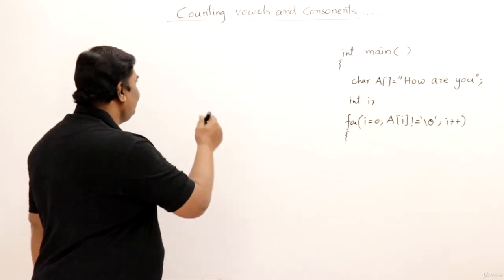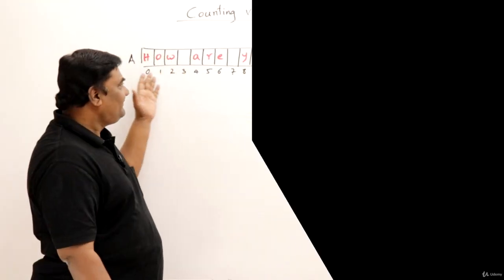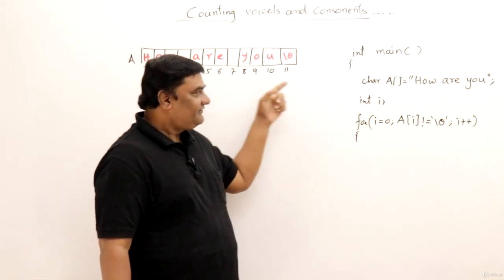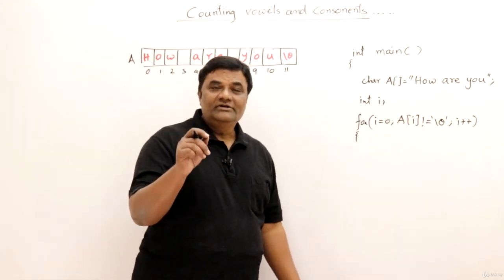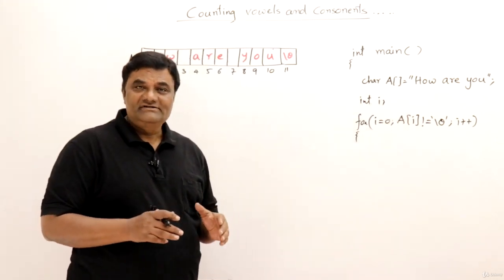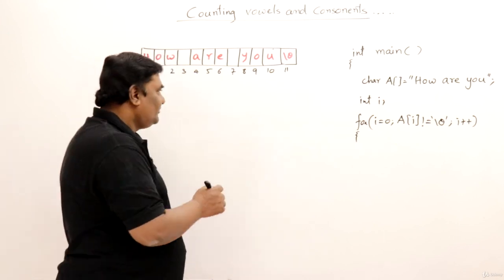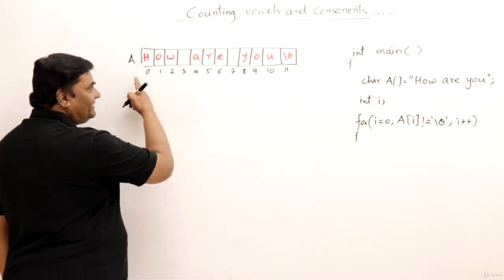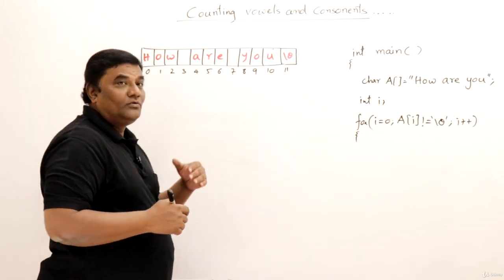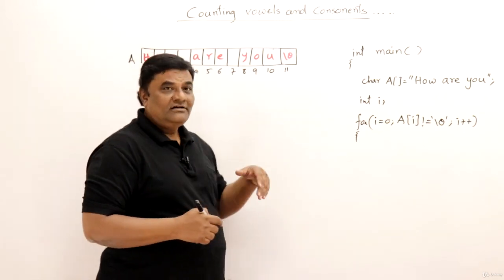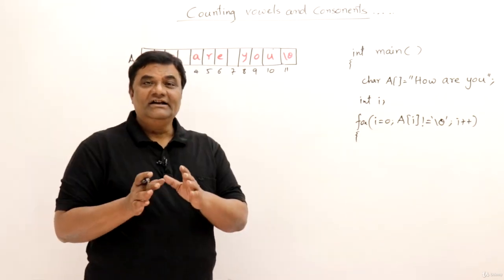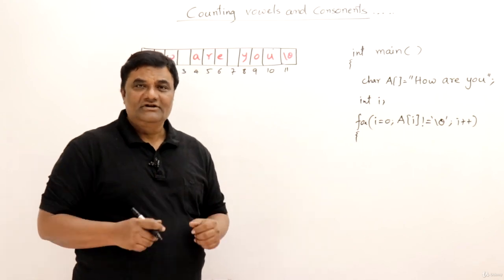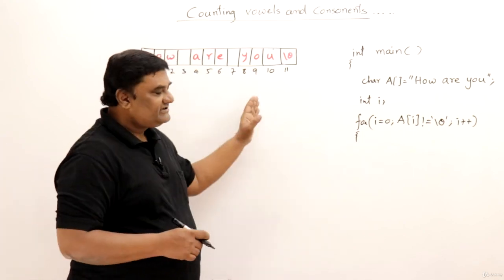So if I draw that string here, I have taken a string in the form of an array. Now counting vowels. So what are vowels? A, E, I, O, U. If it is an alphabet, A, E, I, O, U, then it is a vowel. So I will take a counter here, and if any alphabet is a vowel, I will increment the counter. So for that, I have to scan through this string.